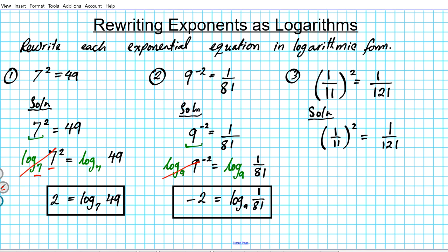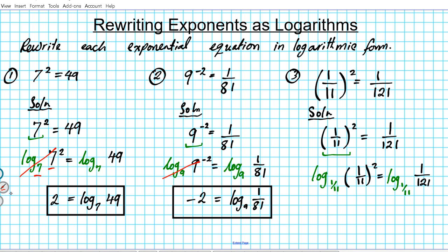What you do is you take a look at the base of the exponent. In this case, it is a fractional base, 1 over 11, and that will be the base of our logarithm. So we have log base 1 over 11 of the fractional exponent right here, 1 over 11 squared. So you take log base 1 over 11 of the left side of the equation, and you have to do exactly the same on the right side to preserve equality. Log base 1 over 11 of the right side of our equation, which is 1 over 121.